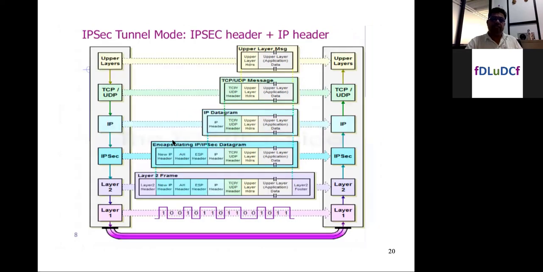But in tunnel mode, that IP information is hidden here. And we add a new IP header here, using which the packet can transfer from that end to this end of the network. Then the MAC layer header is added, and it goes to the physical layer for transmission. So that's how these two work.